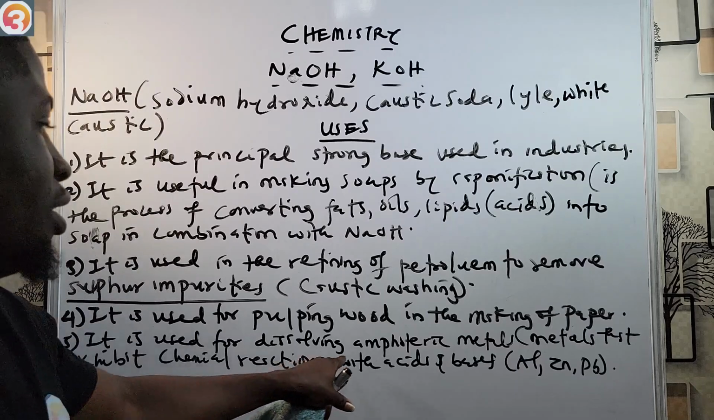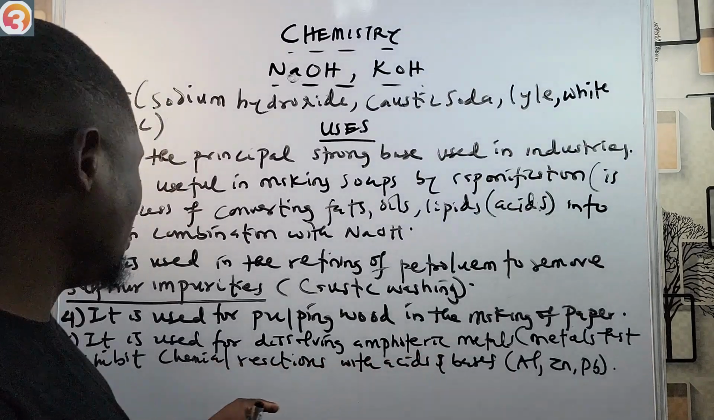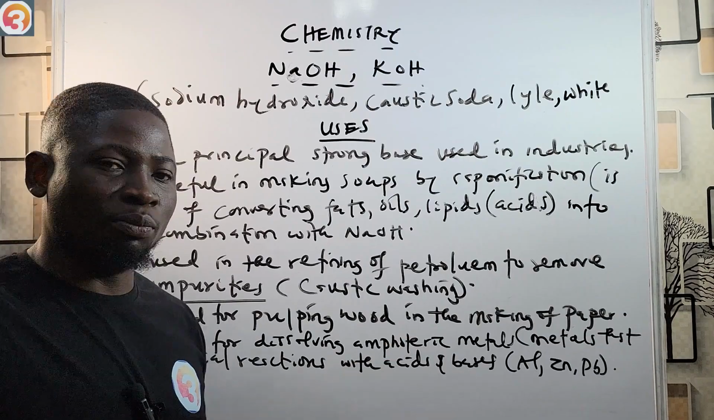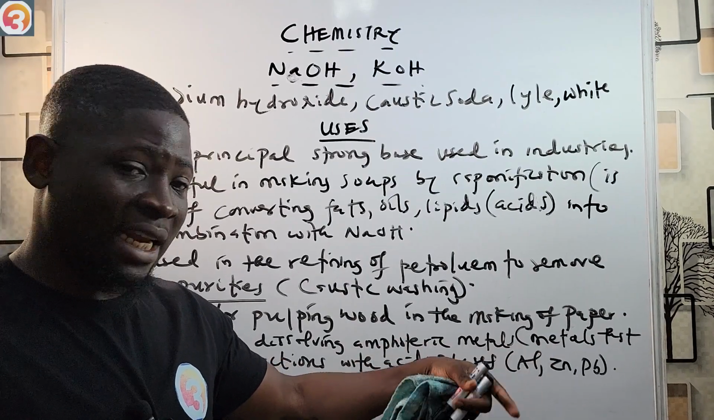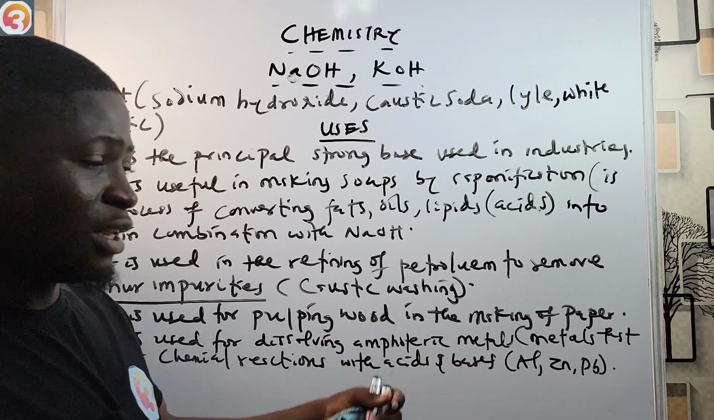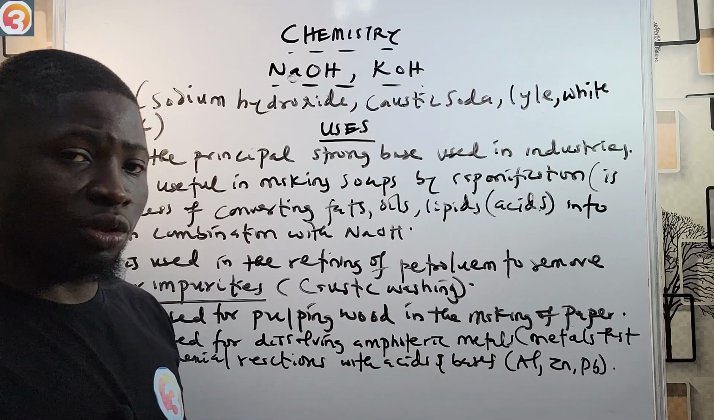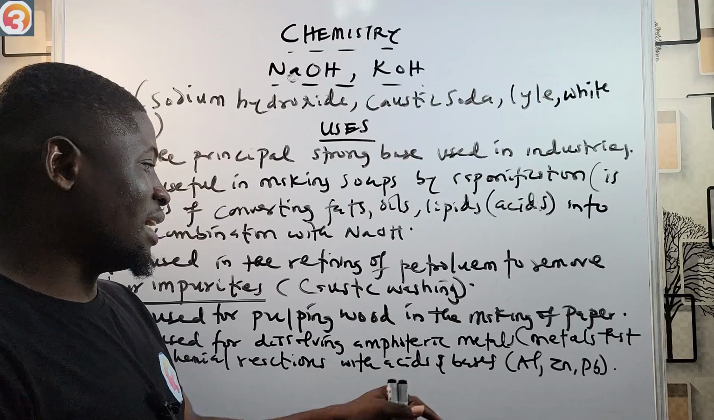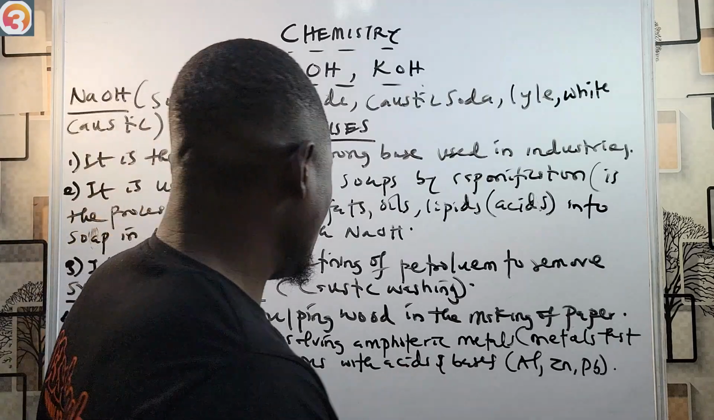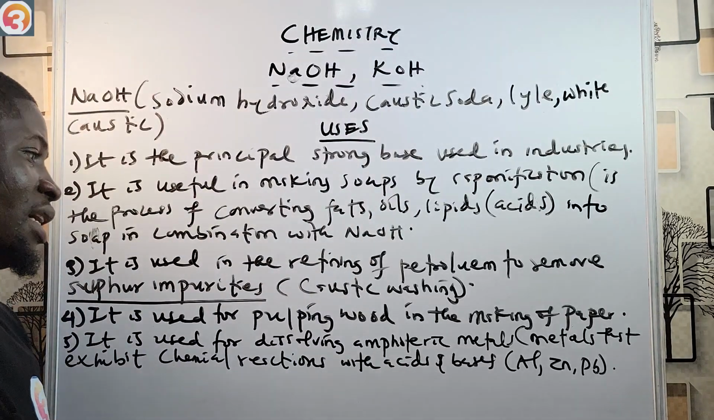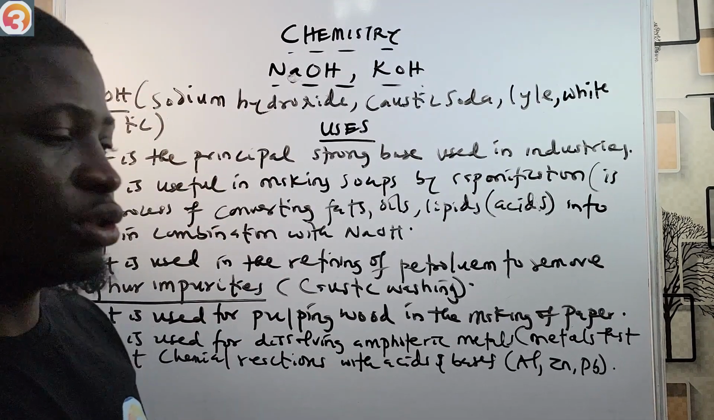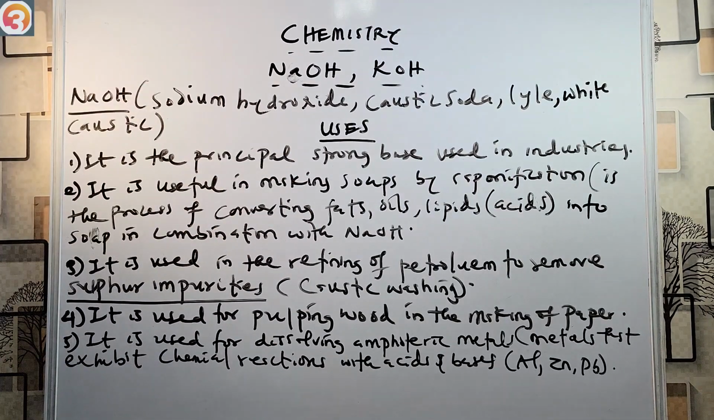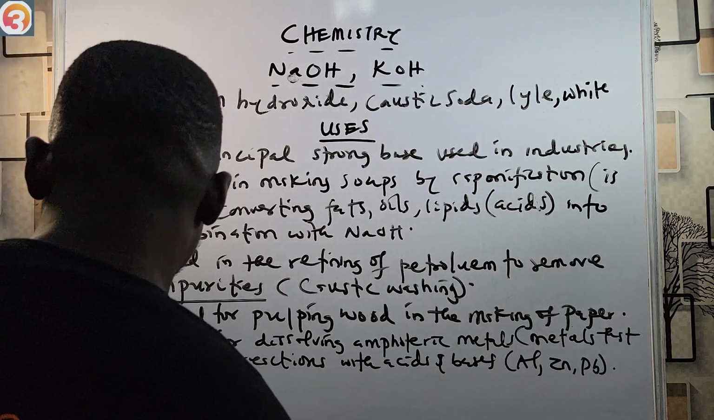So it is used for dissolving amphoteric metals, that is metals that exhibit chemical reactions with both acids and bases. For example, an amphoteric metal like aluminium can react with water to produce hydrogen gas. All right, so it is used for dissolving amphoteric metals, that is sodium hydroxide now. These are examples of amphoteric metals.